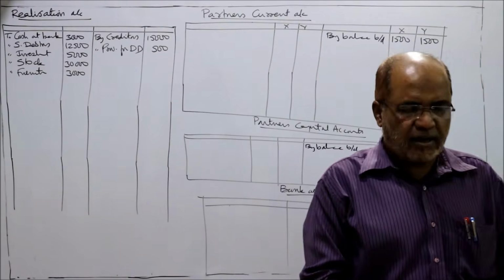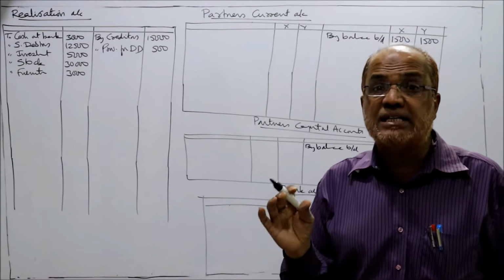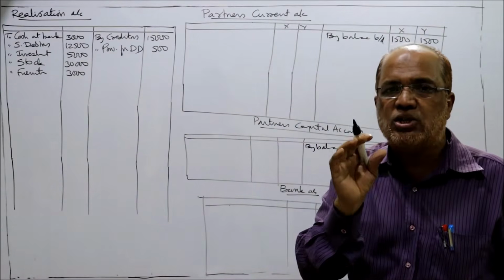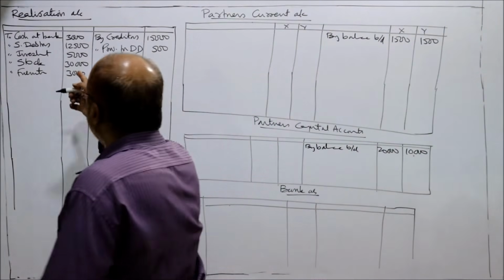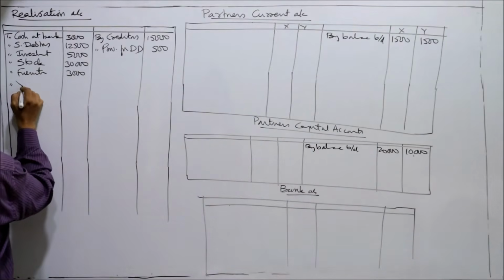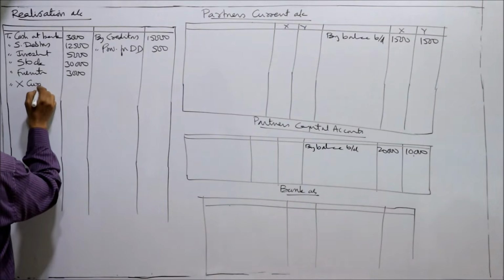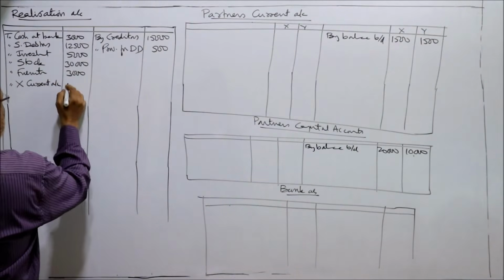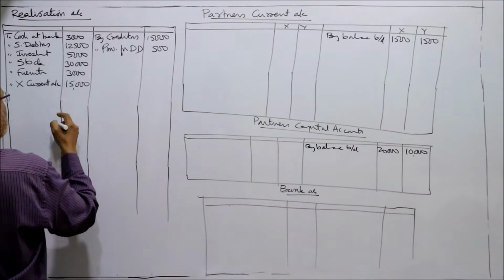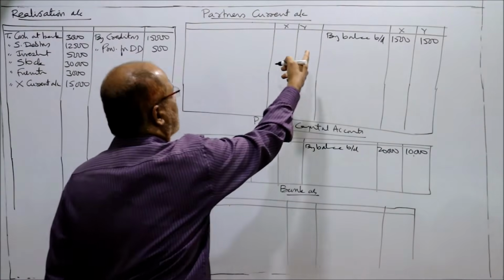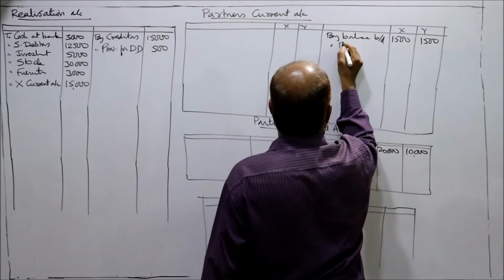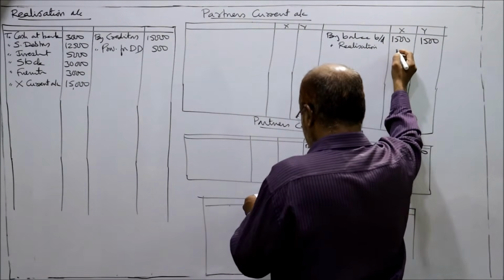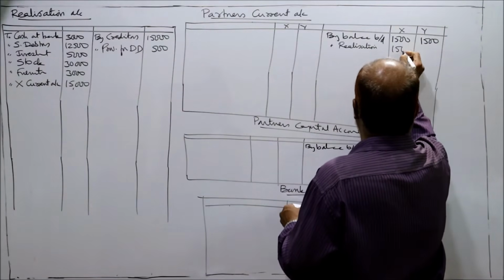Third entry is realization account debit to excess current account. Check the entries. Realization account debit to excess current account. So realization account debit side to X current account 15,000. We have debited realization, and X current account will be credited by realization. X current account is credited by 15,000.